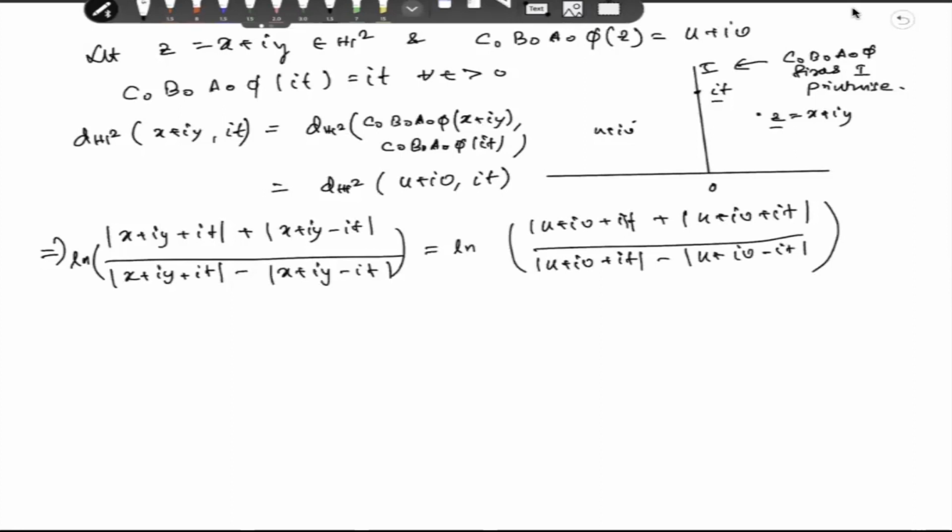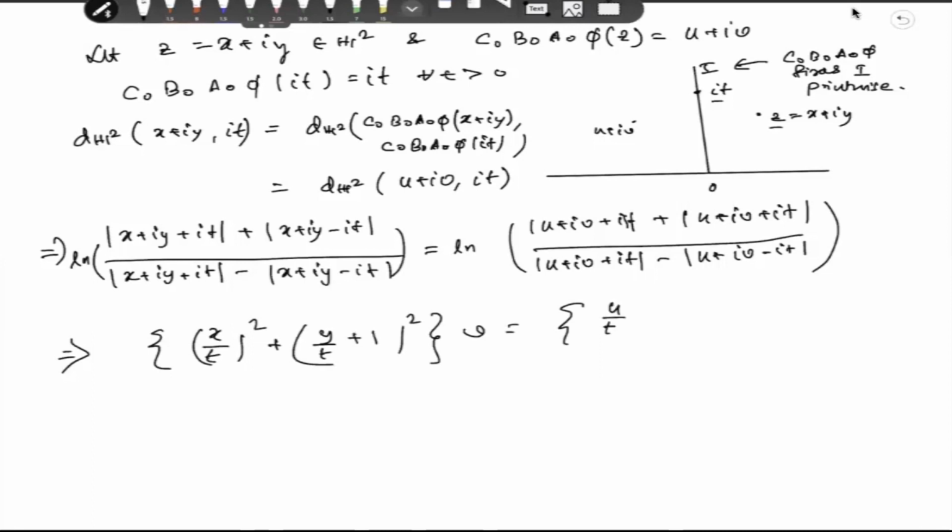Now you can remove the log from both sides, do some computation, and eventually we get this equation: (x/t)^2 plus (y/t + 1)^2 times b equals (u/t)^2 plus (b/t + 1)^2 times y. And this is true for all t greater than 0.